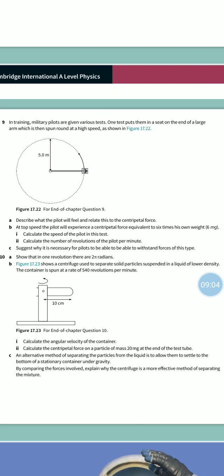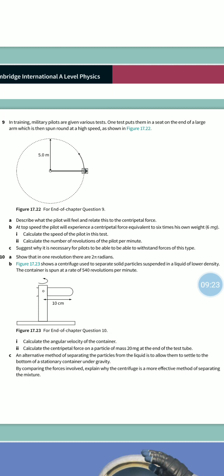Then part B. At top speed, the pilot will experience a centripetal force equivalent to 6 times his own weight. That is 6g. We call it 6g, 6 times the gravity, 6 mg. Calculate the speed of the pilot in this test.